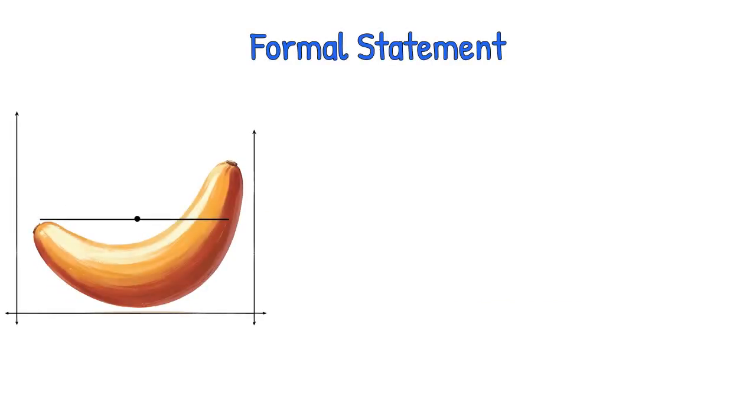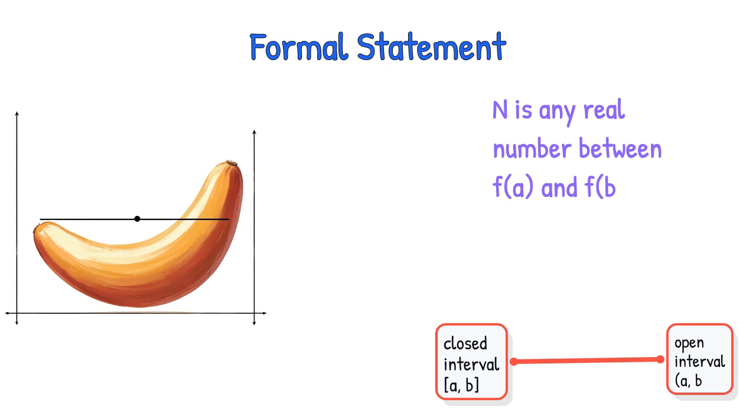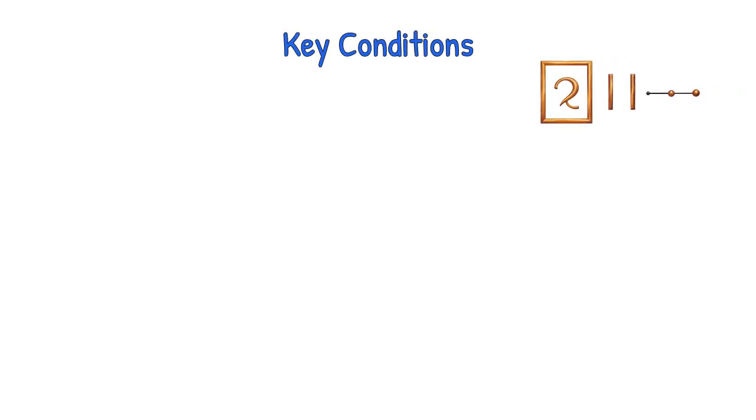If f is continuous on the closed interval [a, b], and n is any real number between f(a) and f(b), then there exists at least one number c in the open interval (a, b) such that f(c) equals n. The theorem has three key conditions.